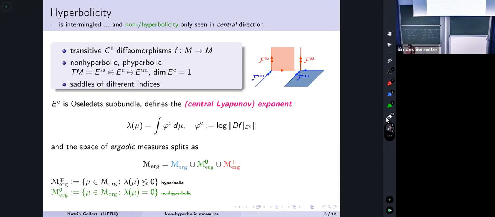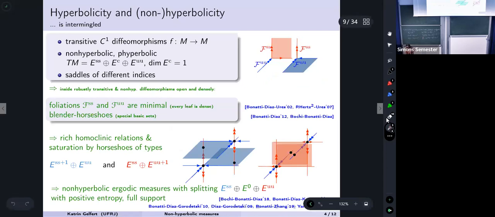Okay, so let me be a bit more precise about the systems we would like to study. We did succeed partially to understand this general setting of partially hyperbolic diffeomorphisms, which are non-hyperbolic. And there are two key hypotheses which we used, which were essential for our constructions.